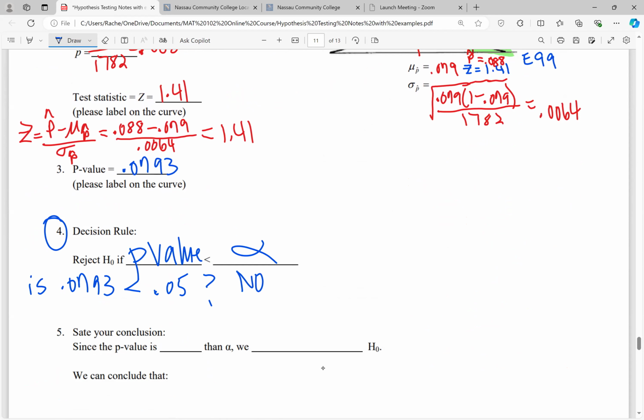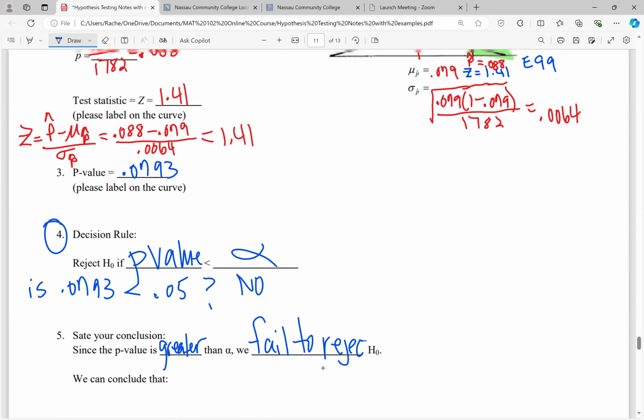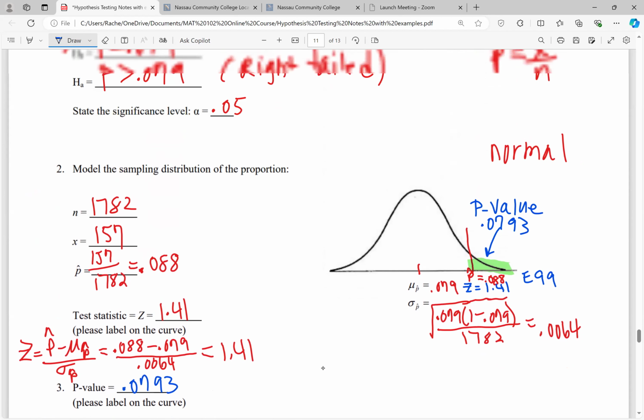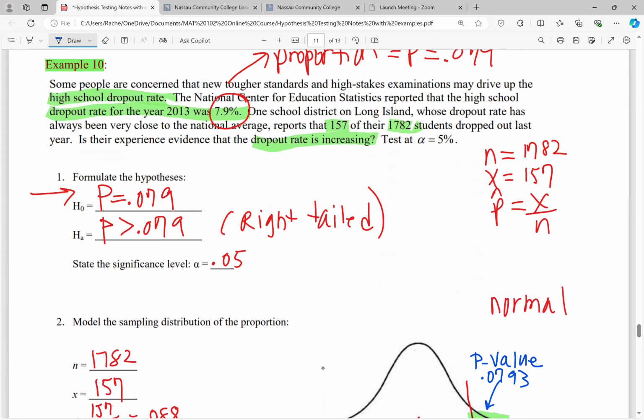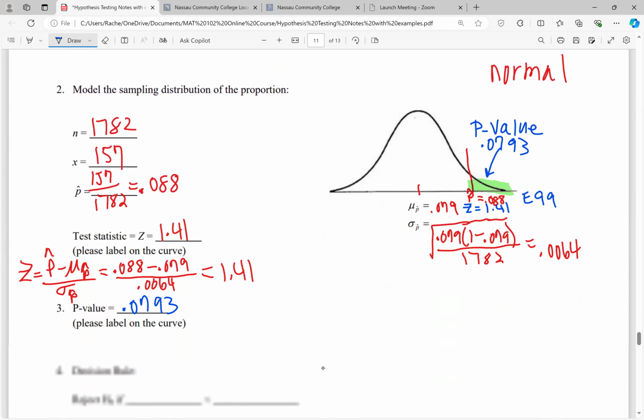So since the p-value is greater than alpha, we don't reject the null hypothesis. We say we fail to reject the null hypothesis. In other words, we don't have enough evidence to go with the alternative. To put it in the context of this question, is there enough evidence that the dropout rate has gone up, that it's increasing, that it's greater than 0.079? No, because we didn't reject the null hypothesis to go with the alternative.